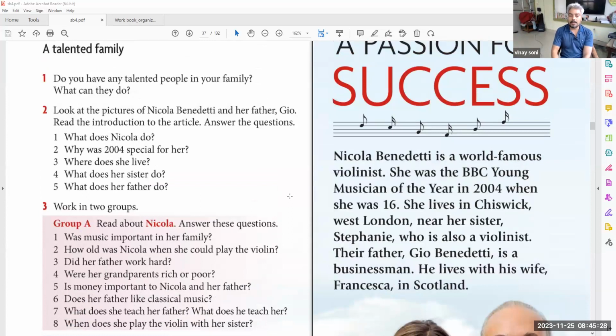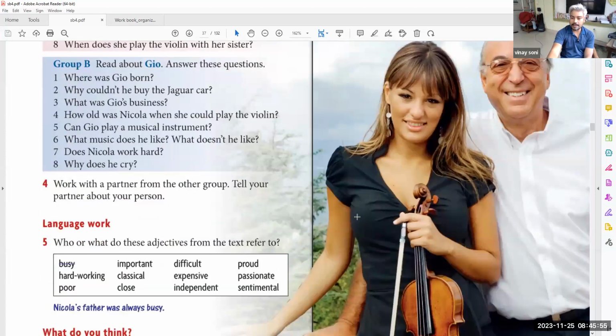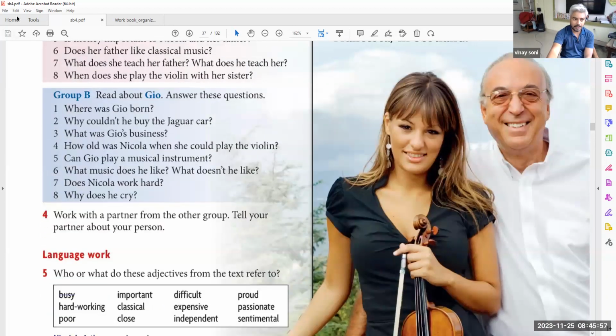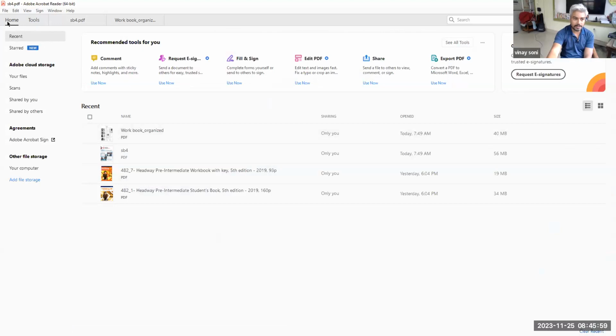Okay. Coming back to what we were doing. A passion for success. We talked about, do you have any talented people in your family? What can they do? You guys shared a little bit. Now, exercise two. Look at the pictures of Nicola Benedetti and her father, Gio. Lovely people, good-looking people.